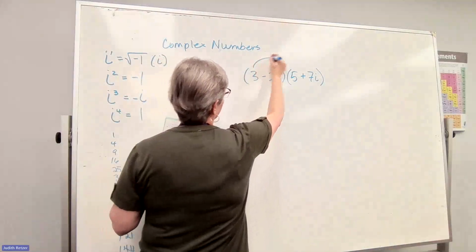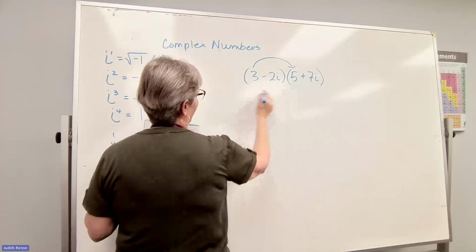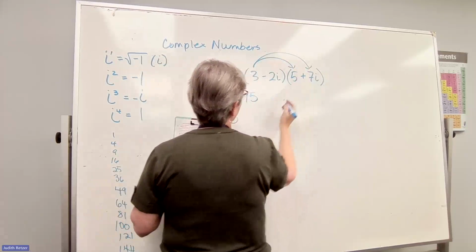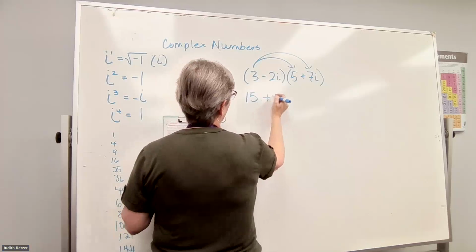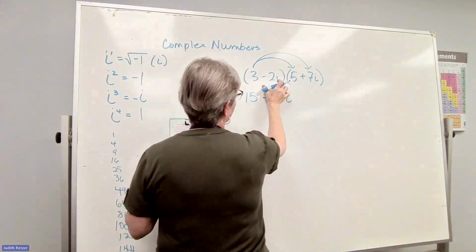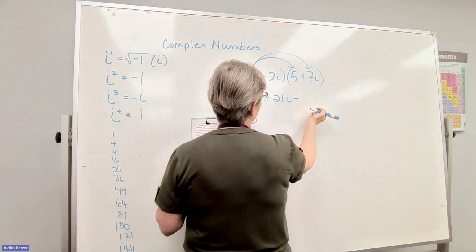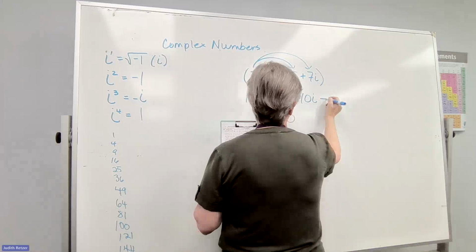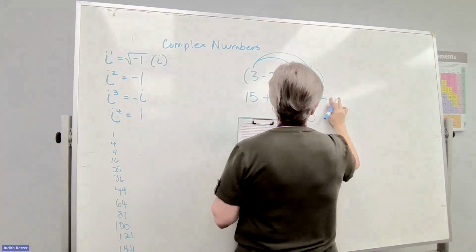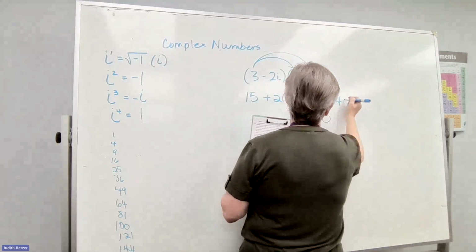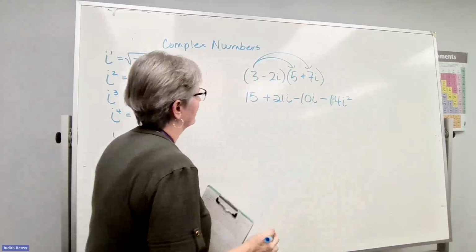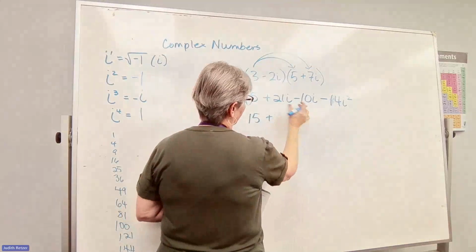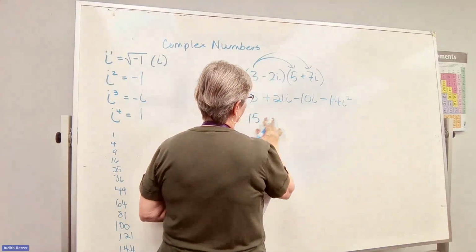So FOIL: first terms first. 3 times 5 is how much? 15. 3 times 7i is +21i. -2i times 5 is -10i. And -2i times 7i is -14i squared. All right? So basically, we have a 15 plus, what is the 21 and the -10?